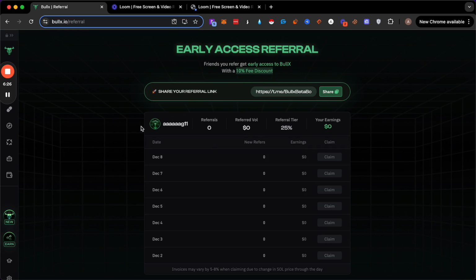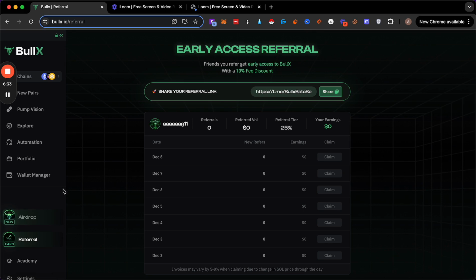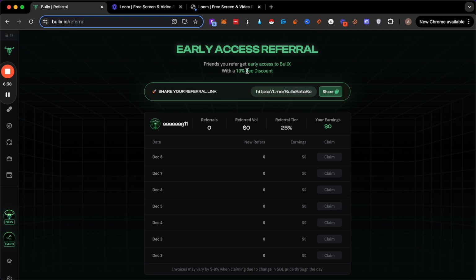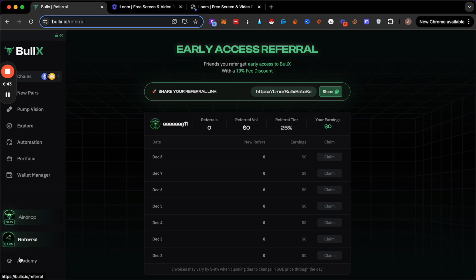With the fee discount, you spend less money on fees when you're trading, and a lot of times fees can really cut into how much profit you're going to make by making these trades. So having a fee discount is always great, and then you also get a percentage of the fees of the people that you refer to the platform, which is obviously really great as well.